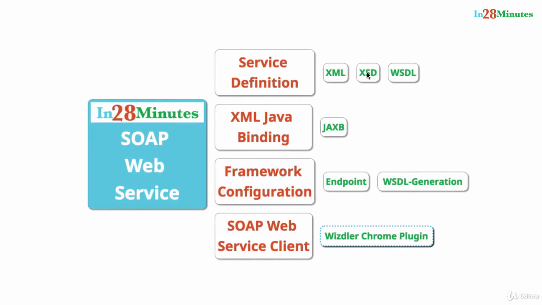We will define the XSDs. So this JAX-B Maven plugin will take the XSDs and generate Java objects. The endpoints are the things which would process the request. They would have all the business logic related to a request and they would create the response back. So in the endpoint, we would use the JAX-B Java objects to get the values from the request and also to populate the values into the response.